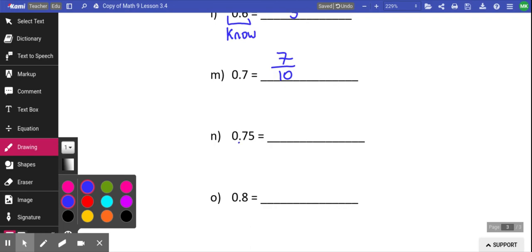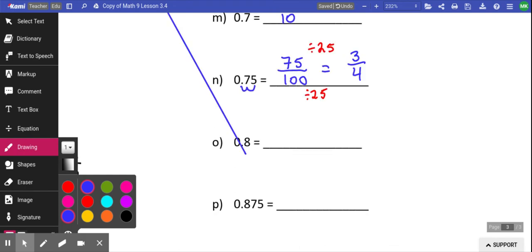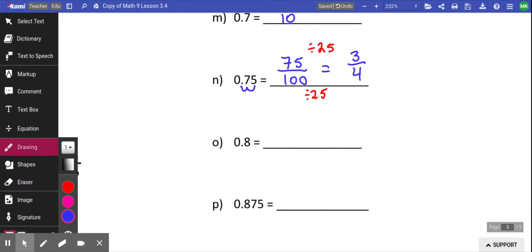0.75, move the decimal 2 over. That becomes 75/100 because I moved it twice. Both of those divide by 25. That gives me an answer of 3/4. 0.75 you just might have memorized. That's one people are usually good with. 0.8, move the decimal 1 over. That gives me 8/10. Both those divide by 2 to become 4/5.